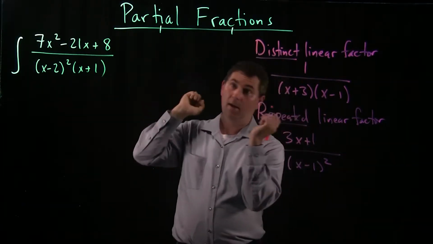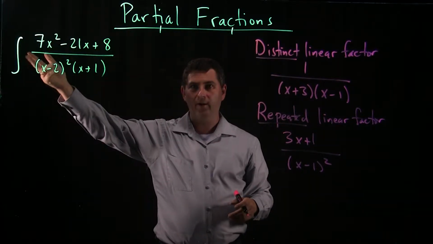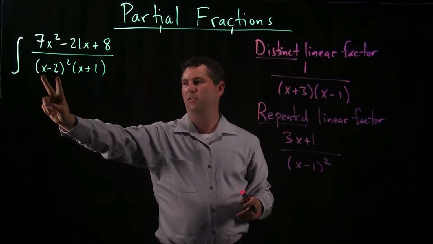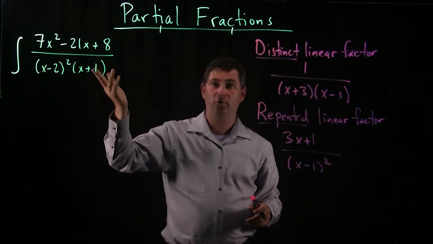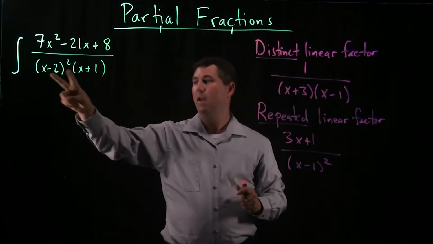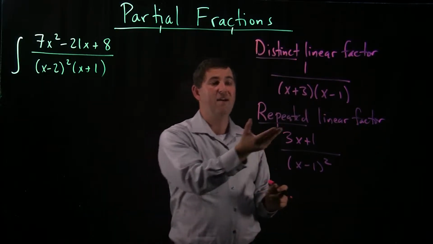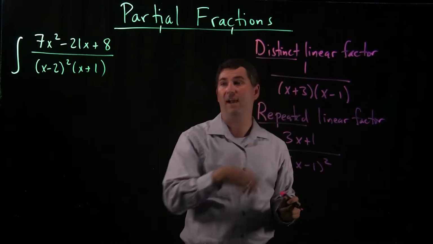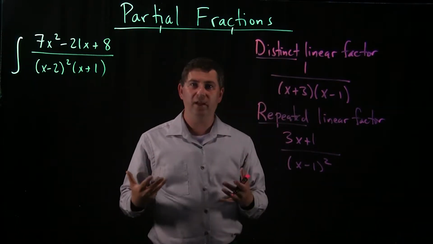For example, this example. You have some numerator, but in the denominator, you'll notice the x minus 2 is occurring 2 times. x plus 1 occurs 1 time. x plus 1 is not the same as x minus 2, so there's a distinctness. But x minus 2 and x minus 2, those are the same. There's a repetition. So we have both a repeated linear factor, the x minus 2, and distinct linear factors, x minus 2 and x plus 1. The question is, how do we do the decomposition?